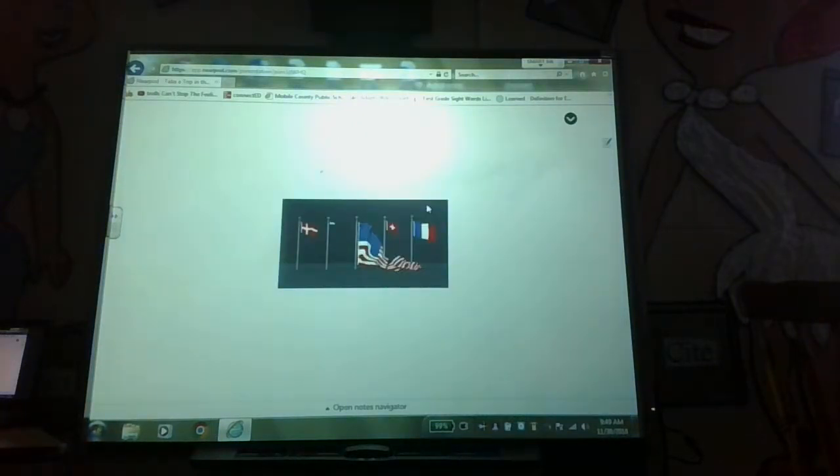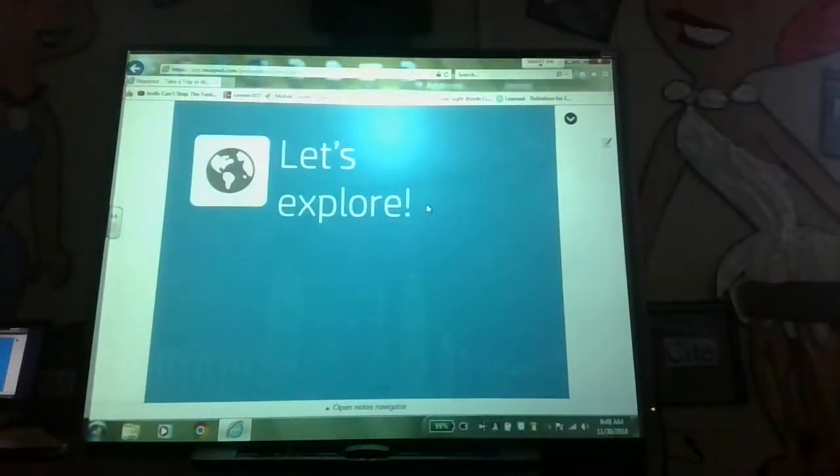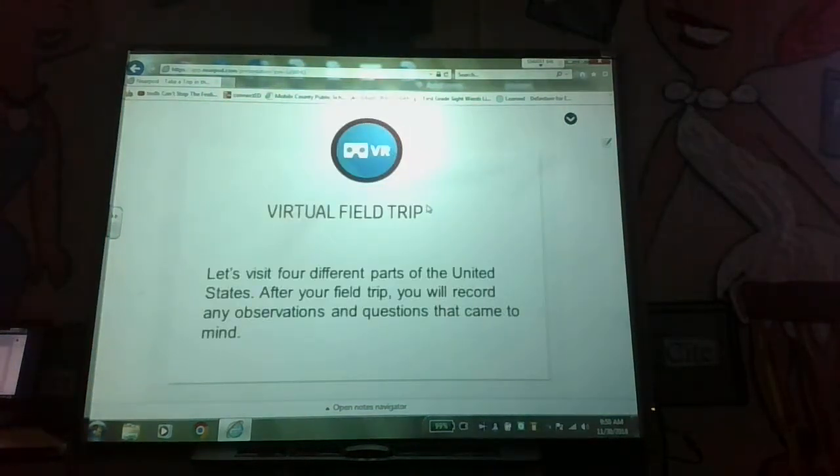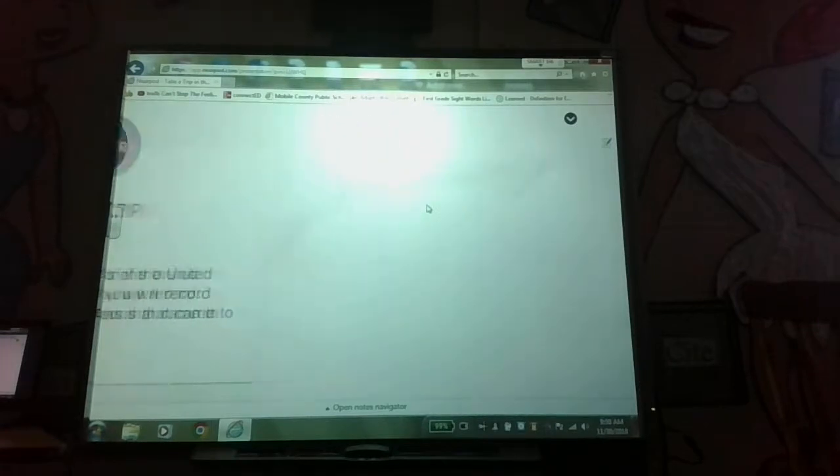Our next one. We have a picture of a United States flag. And on the side of that flag, there are also different flags. Different states have a different flag. Now, let's explore. Today we're going to take a virtual field trip. Let's visit 4 different parts of the United States. After your field trip, you will record an observation and questions that came to mind.